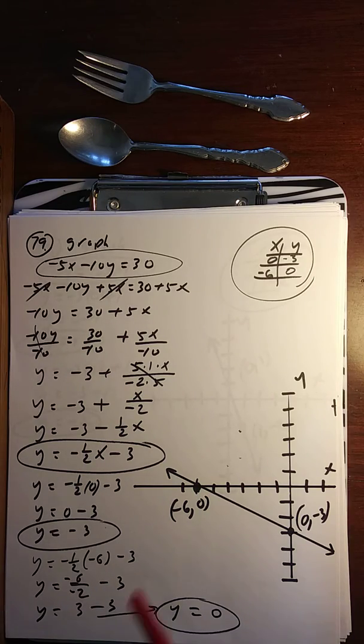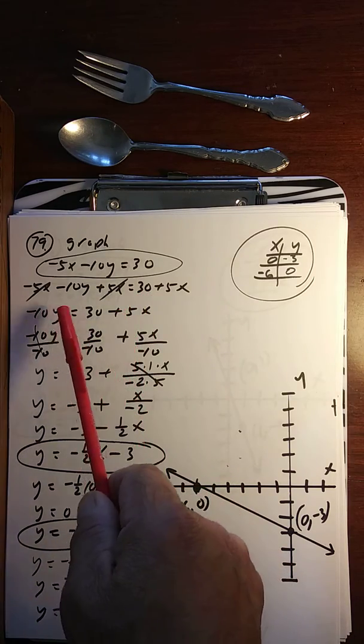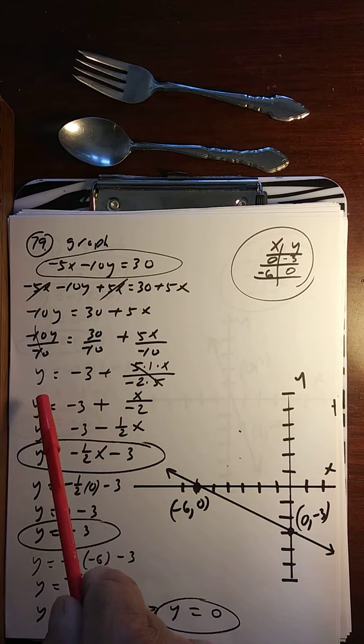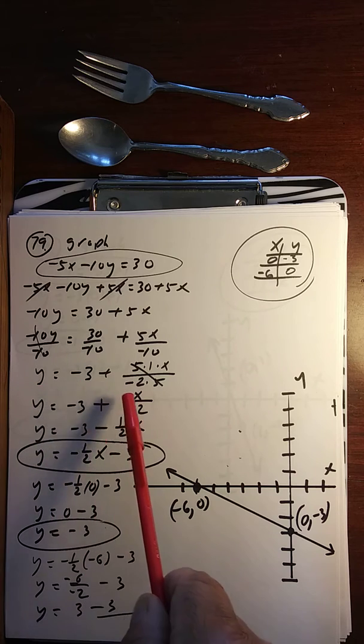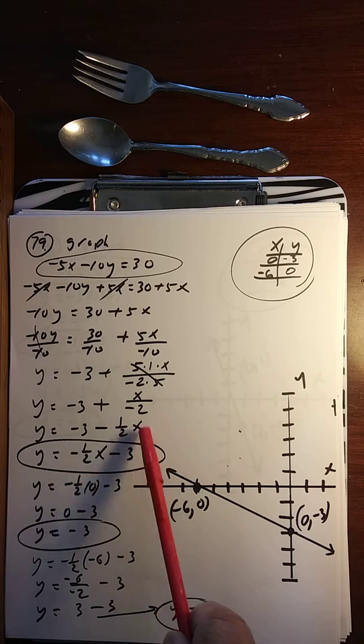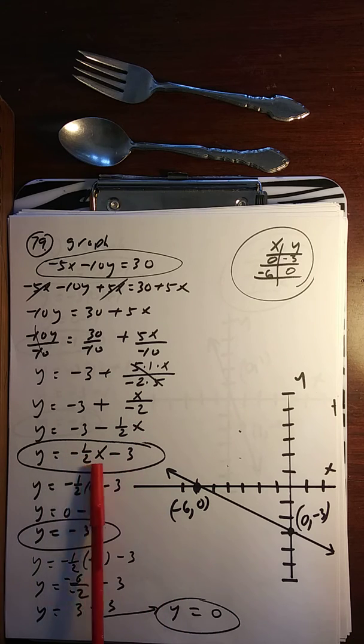Again, solve for y. So let's do that first. We're going to add 5x, and then divide by negative 10 on both sides. So that's going to give you y equals negative 3. And then this will be 5 times 1, that. The 5's cancel. So you have negative 1/2 x, flip it. Y equals negative 1/2 x minus 3.